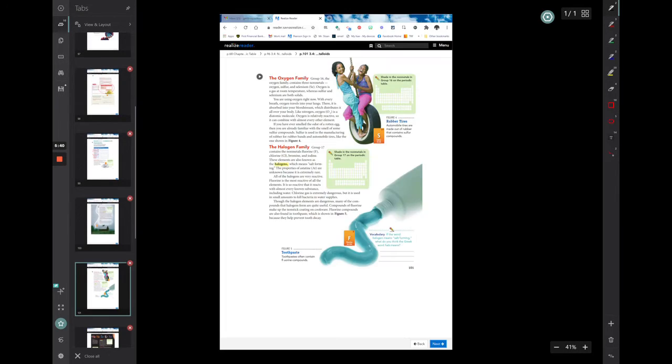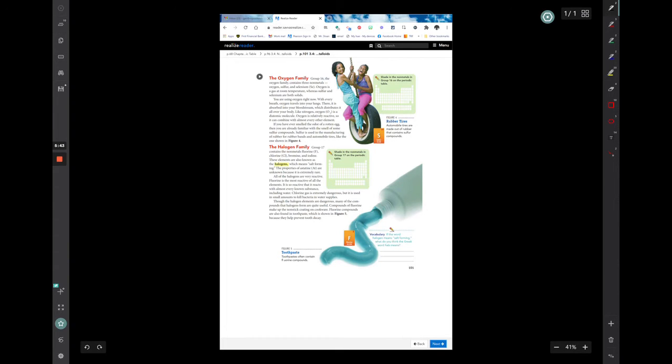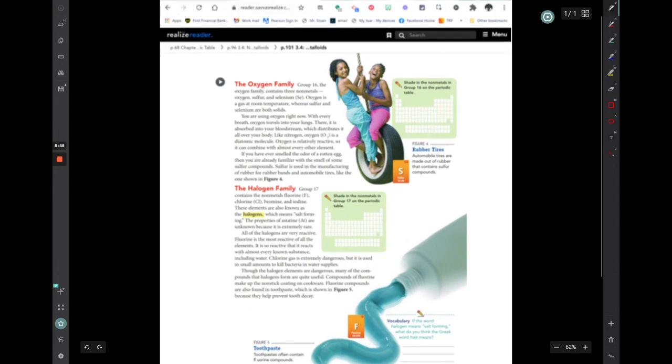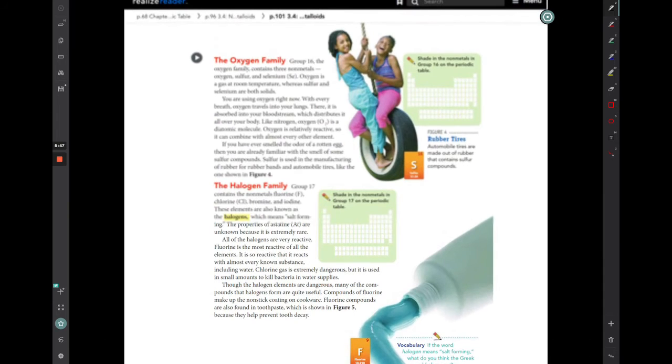Moving over a family, moving over a group, brings us to the oxygen family, which is group 16. Group 16 is the oxygen family. It contains three nonmetals: oxygen, sulfur, and selenium. So when you were shading in this box, you should have shaded in the top three. And you'll notice as you did these that there is a pattern beginning to form.